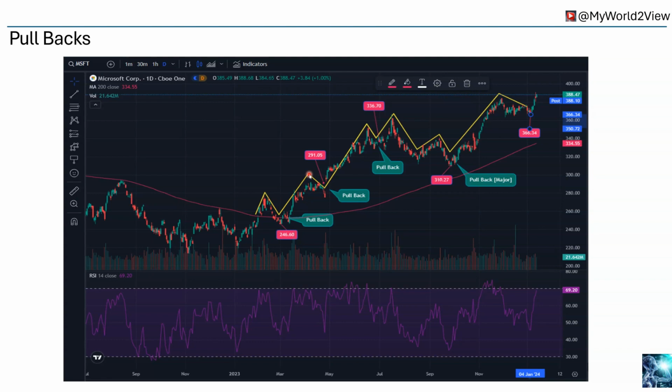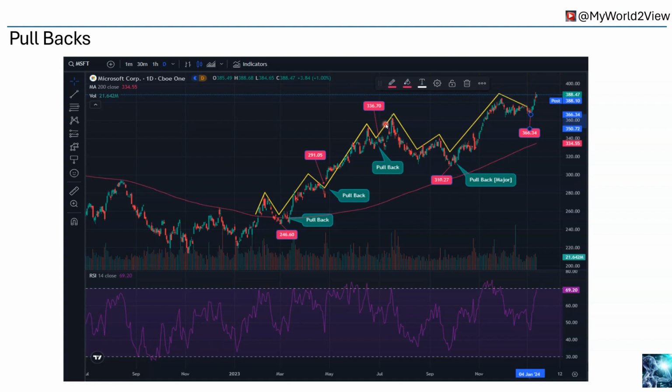Demand goes up, the price moves upwards, and then gradually a pullback happens. This is another place where you can buy more stocks or take some profits. Then there's a good spike in the price, and gradually there's another pullback.